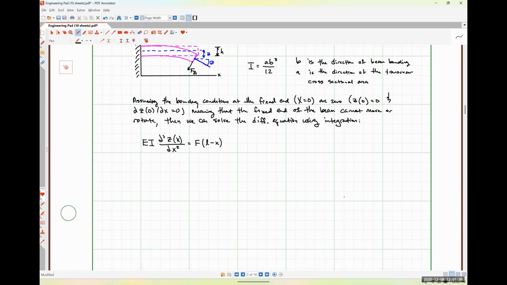So I could divide both sides by EI and then take the integral of both sides with respect to X, leaving me behind with just Z on the left-hand side and a lot of math on the right-hand side.